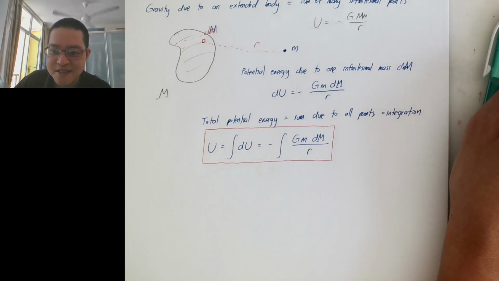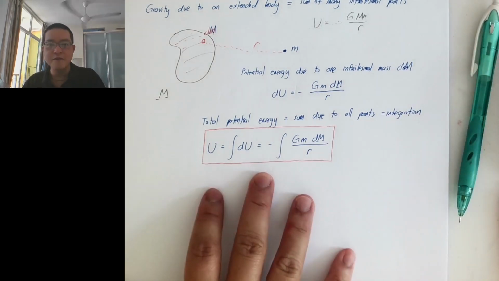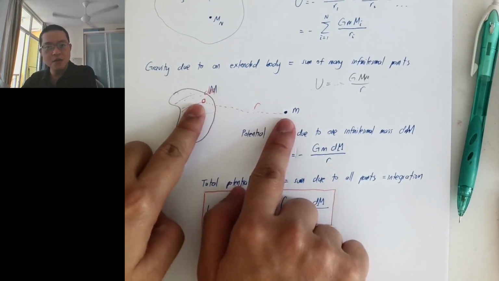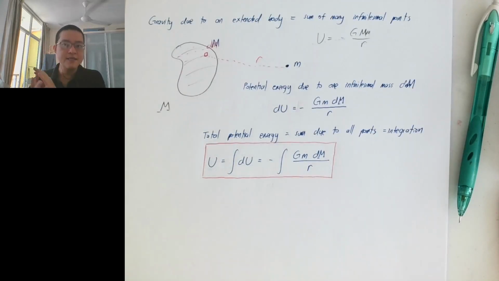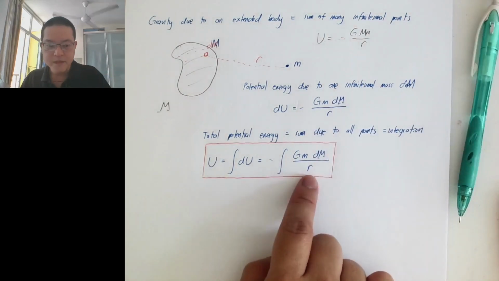We assume R is the same for all points on the body. No, that is the reason why it's difficult for an extended body, because R is not the same. For this portion R is small, and for this portion R is big. So R is a variable, an integration variable. We integrate for the different distances of R. We will see in the example later. So it's integration. It's not a constant.